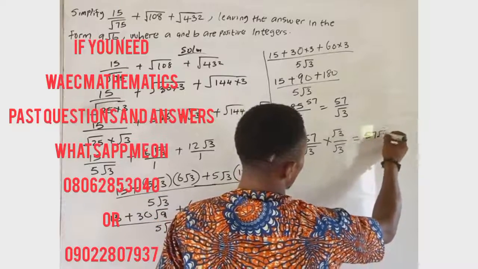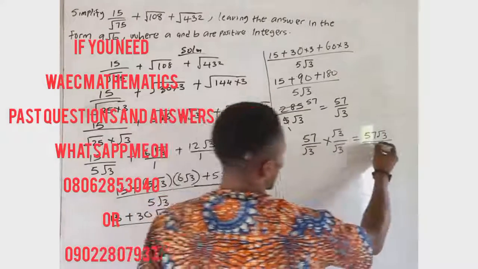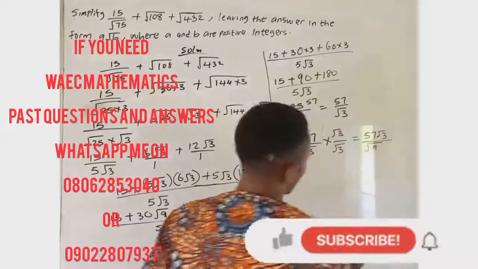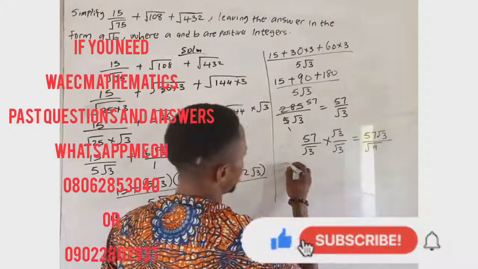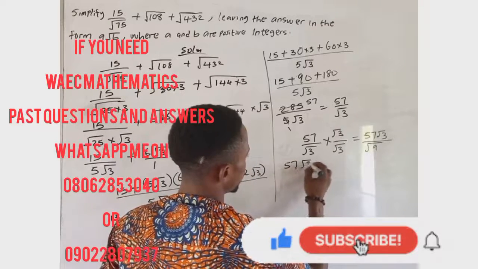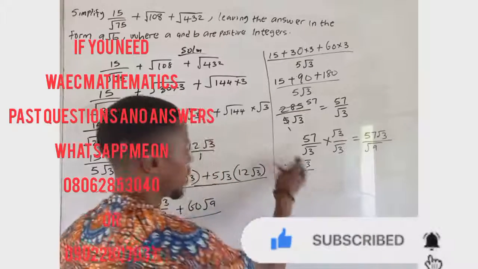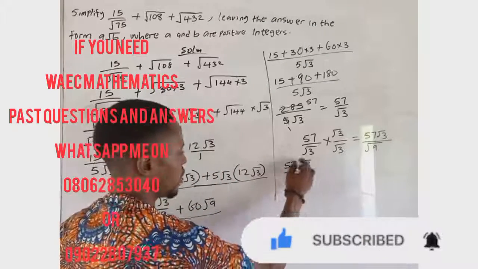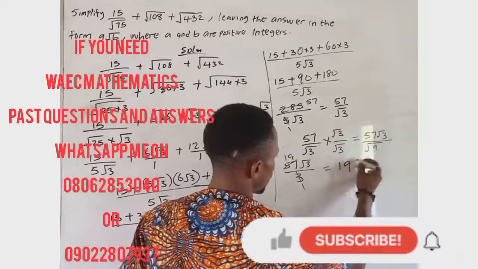So 57 times root 3 is giving us 57 root 3, divided by root 3 times root 3, that gives us root 9. And root 9 is 3, right? So you have 57 root 3 over 3. You know, 3 can go in this way. 3 here, we have 1. 3 here, we have 19. So our answer is 19 root 3.